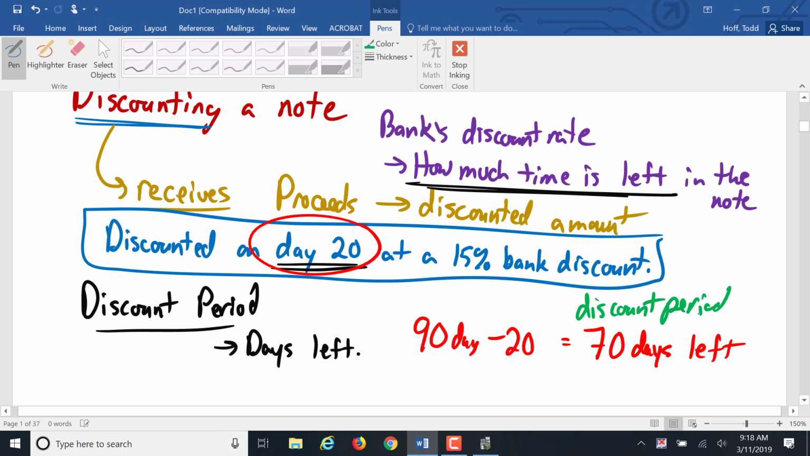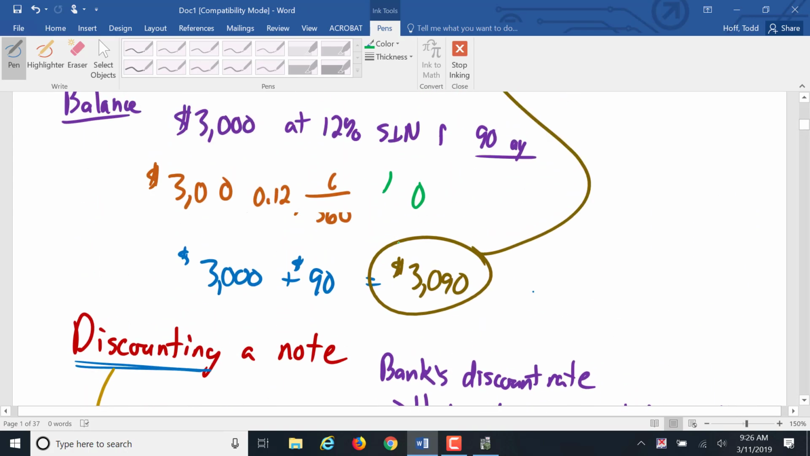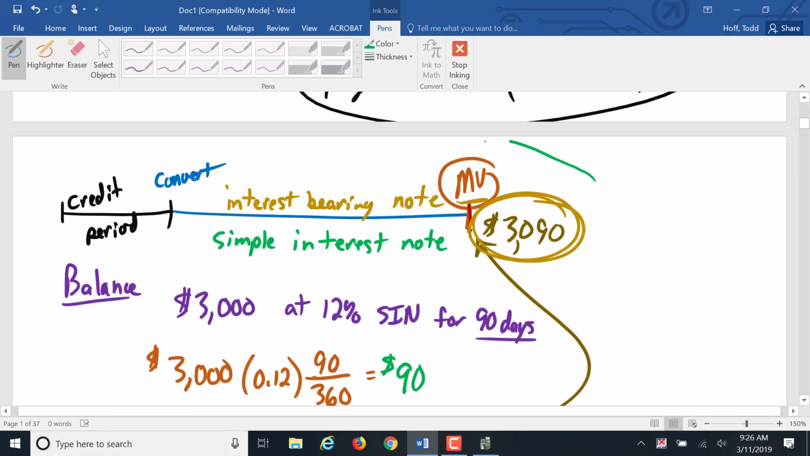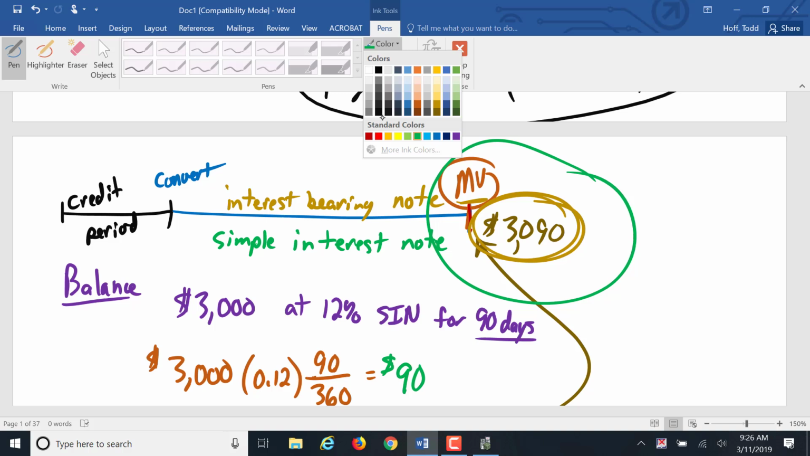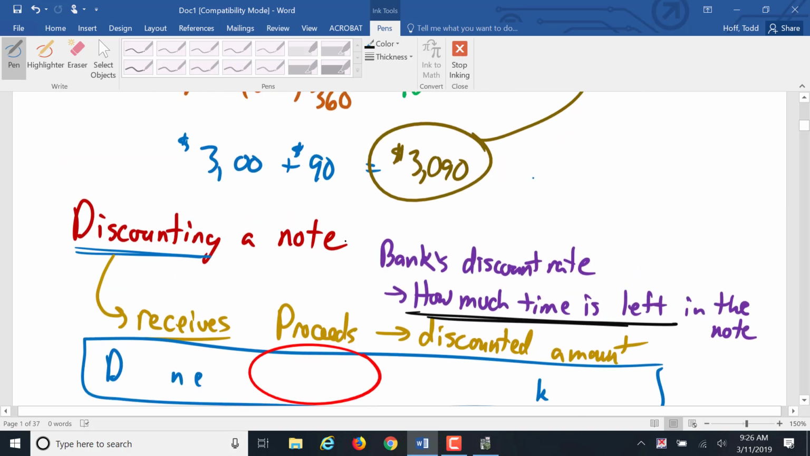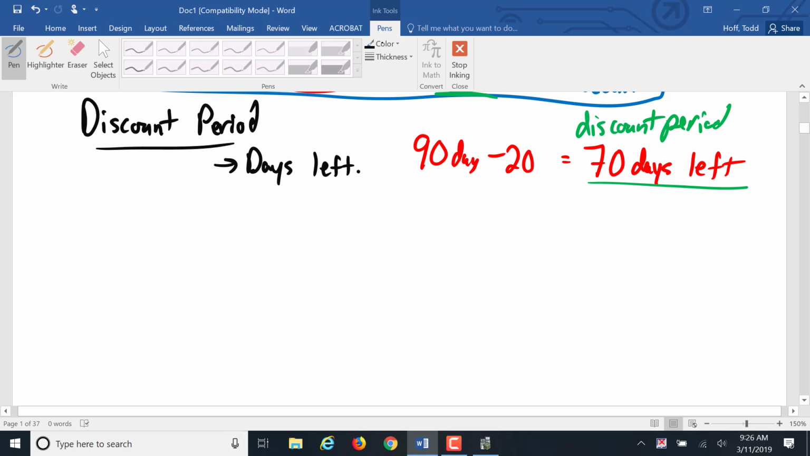So then from there, the bank is going to charge us interest then at that 15% for those 70 days. It's going to be a discount. And the face value of that discounted note is going to be this maturity value of that original note. So what's being created here is a $3,090 at 15% simple discount note for 70 days.